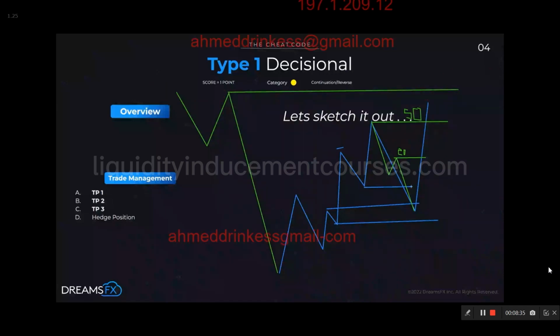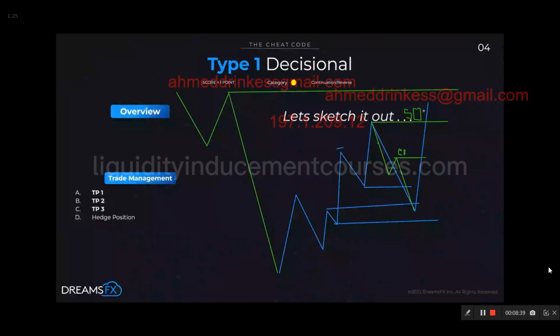Again, the reason we take off at TPs or inducements is because there's always going to be order blocks lying after, right? Take off here. It could be the extreme and it can go lower, right? So that's why we always take off at inducements.